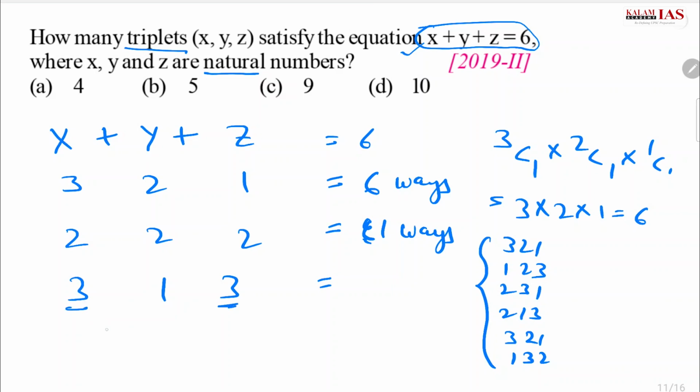तो यहाँ पे 3C1 इंटू 2C1 इंटू 1C1 लगेगा, लेकिन डिवाइड बाई 2 हो जाएगा क्योंकि 2 नंबर तो कॉमन है. तो इट विल बी 6/2, 3.